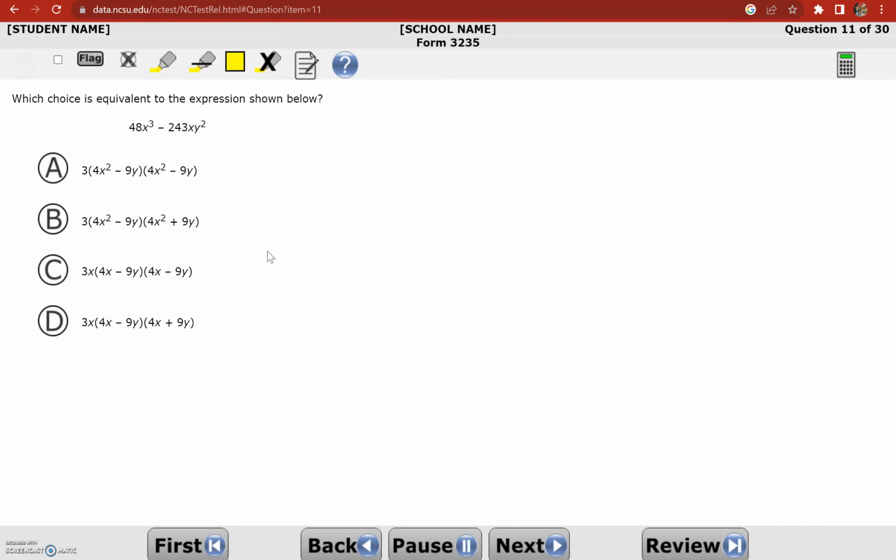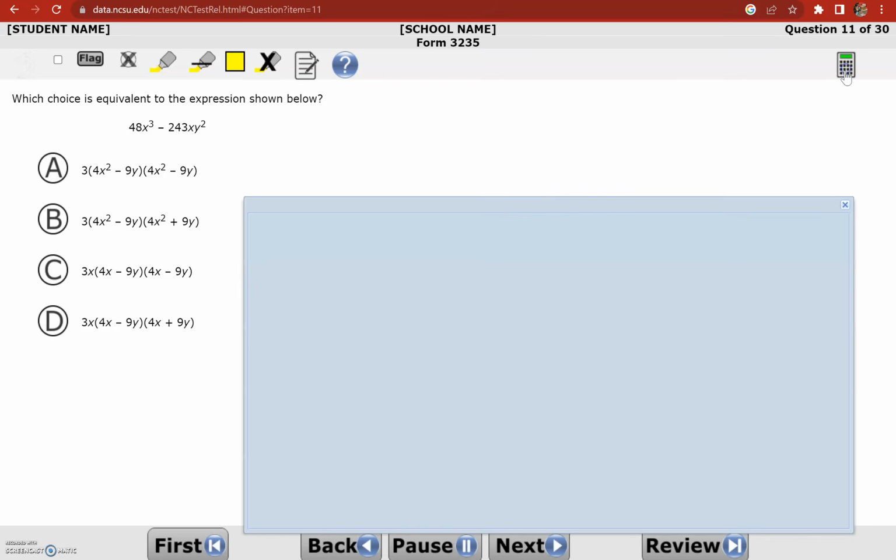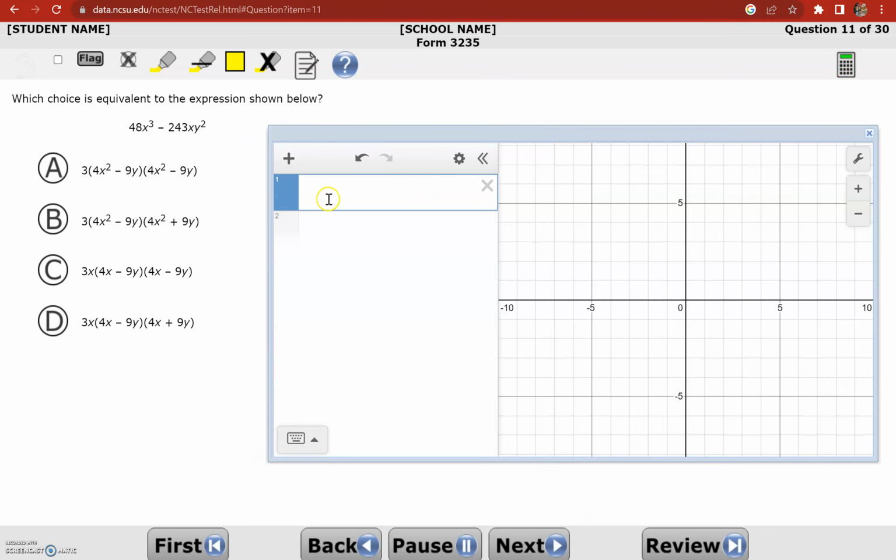All right, this is one where it says which choice is equivalent to the expression shown below. I've said we can always graph the original expression and then graph each answer option for those types of problems. So let's check it out.